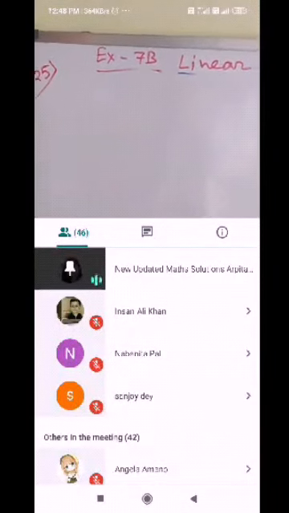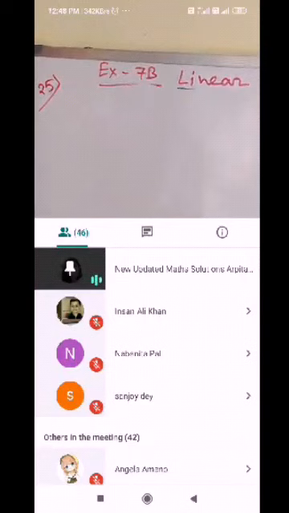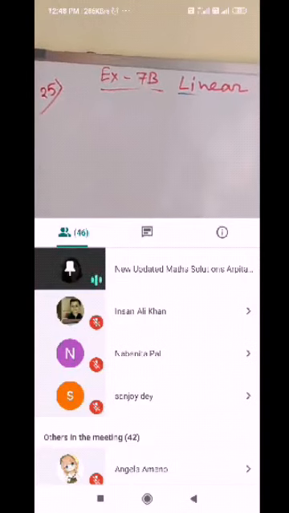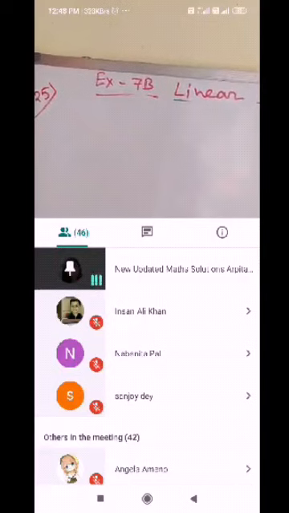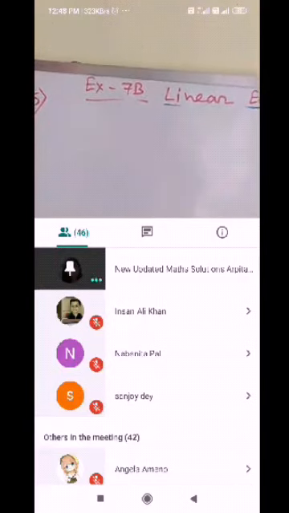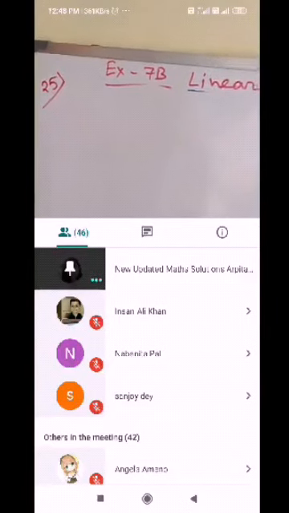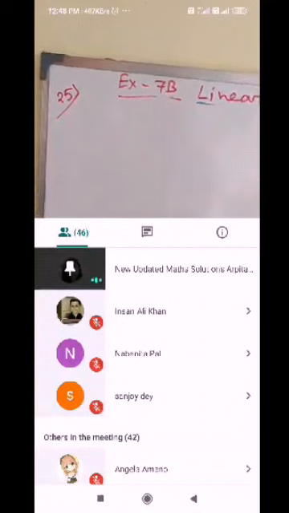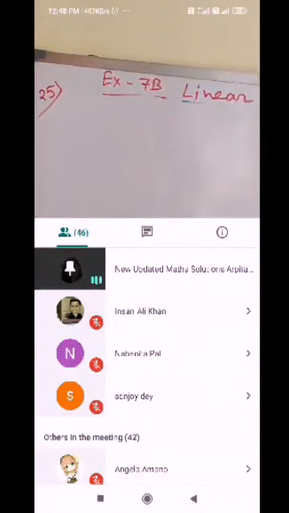Question number 25, exercise 7b. The total cost of 3 tables and 2 chairs is rupees 1850. If the table costs rupees 75 more than a chair, find the price of each. Here, what do we have to take first? Second sentence, what is given here?